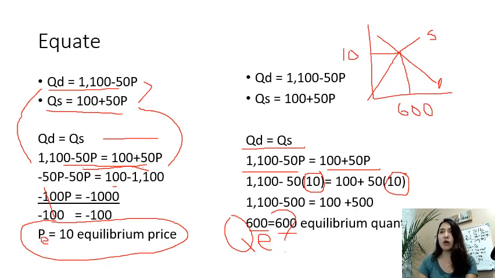So that's how you derive your demand and your supply function equation, and that's how you also get your equilibrium price and quantity. Thank you so much.